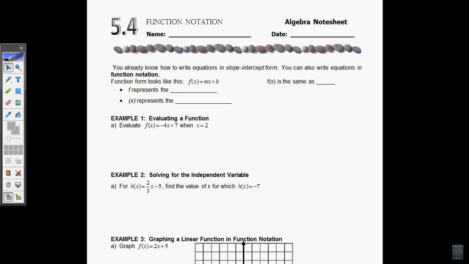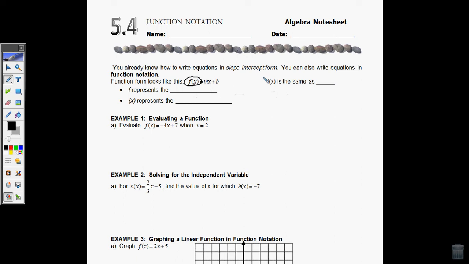Yeah. So what we have today is 5.4, function notation. It's basically going to be the same thing as regular notation for linear functions. The only difference is that we're doing this thing. It just makes everything look a little bit more fancy, and we start using different vocabulary words.